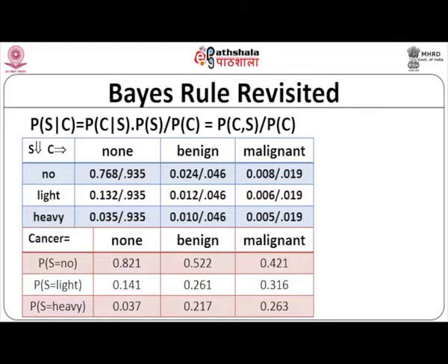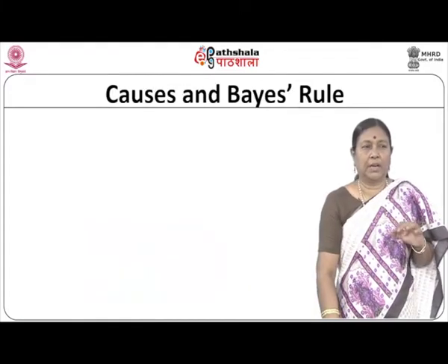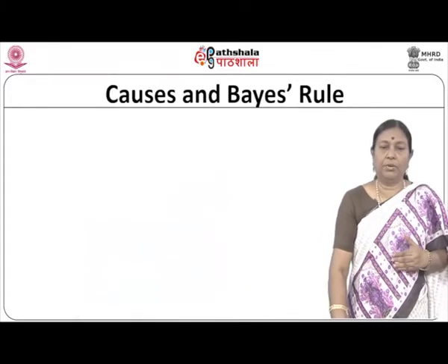So, we have played around quite a bit. With just two nodes, given the probability of smoking and the conditional probability table of cancer given smoking, we have found the joint probability of C and S, and the probability of S given C. That is smoking given cancer. Now let us look at causes and Bayes rule.